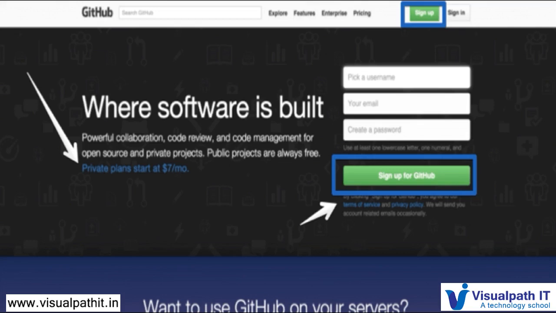If you look at the screen, the image has been highlighted with blue highlights. There are two green buttons, one is "Sign up" at the top and one below is "Sign up for GitHub", and one arrow which shows blue text in a hyperlink.